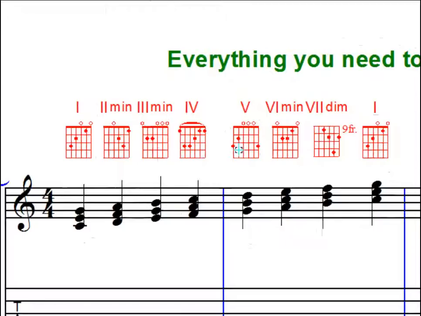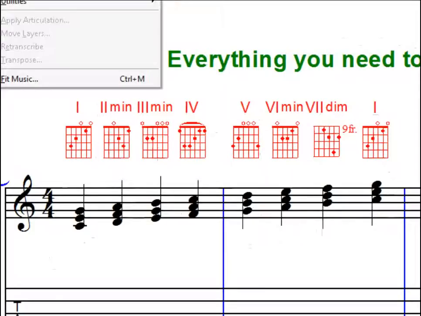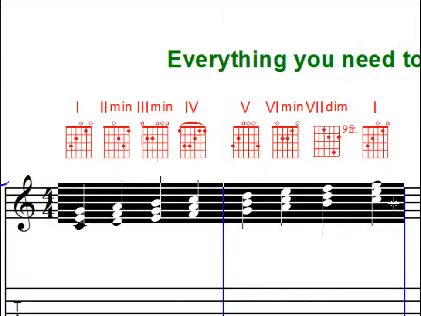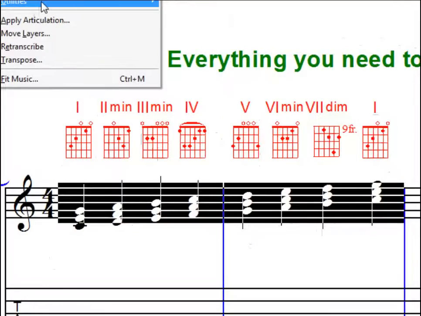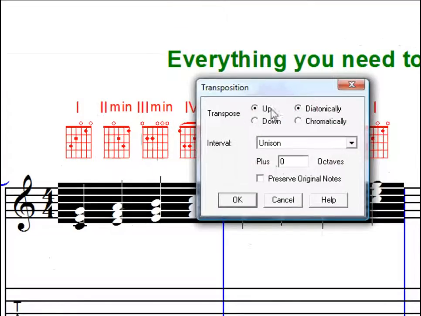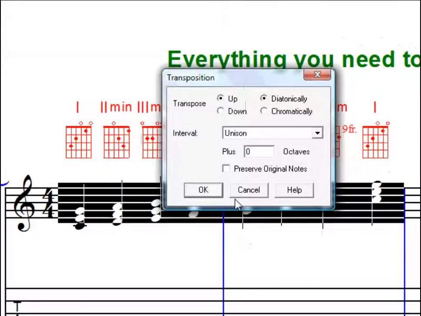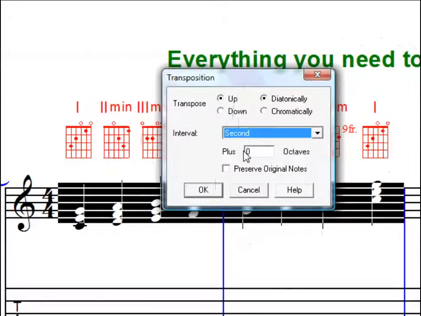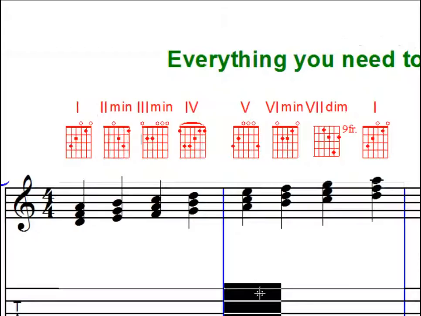So, for example, let's transpose this into, let's see if I can do this. Transpose. Let's transpose it up to the key of D. So I'm going to transpose it up a second diatonically, and it just moved all the notes for me.